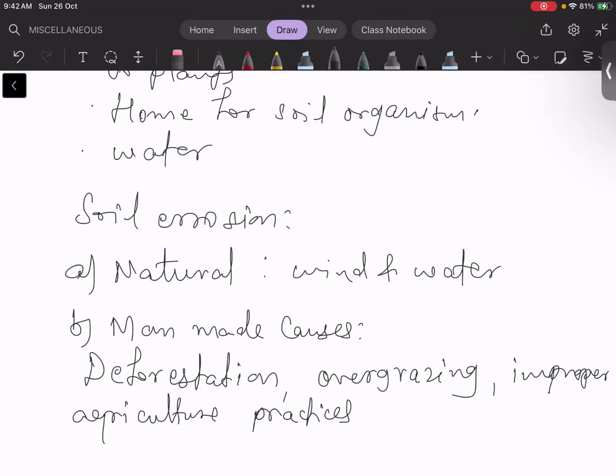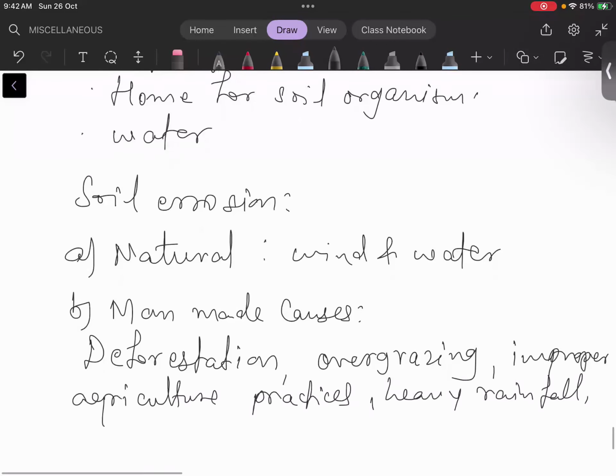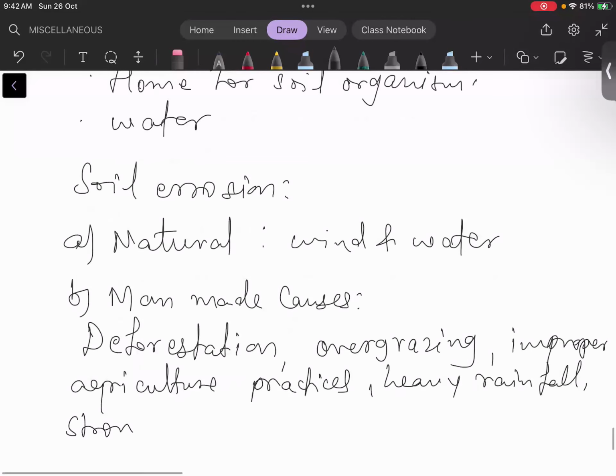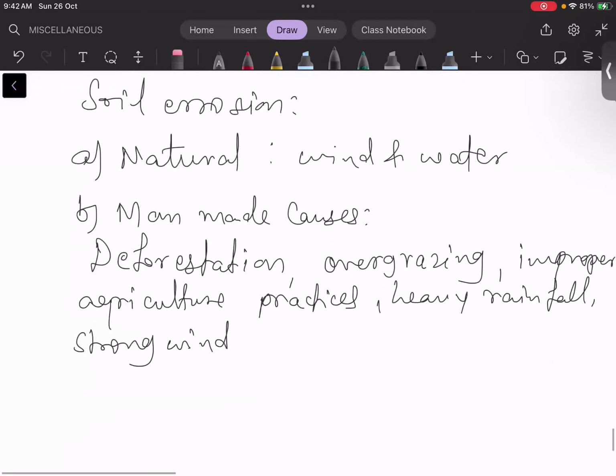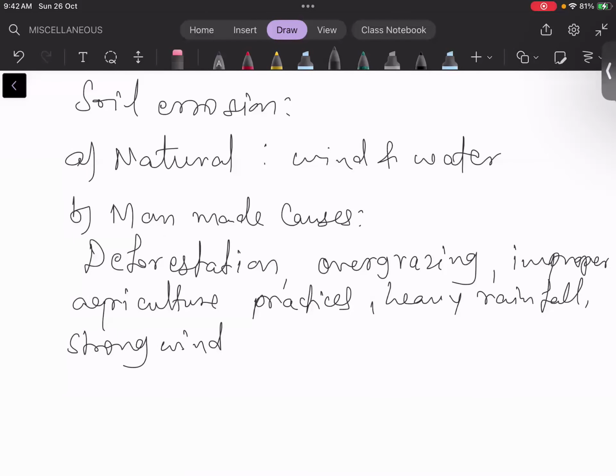Then heavy rainfall, strong wind, etc. Now, what are the effects of this soil erosion?